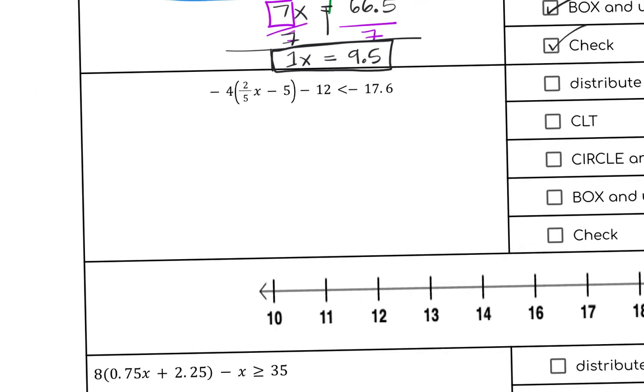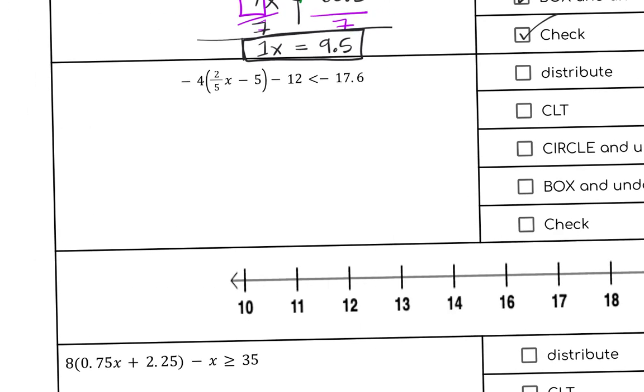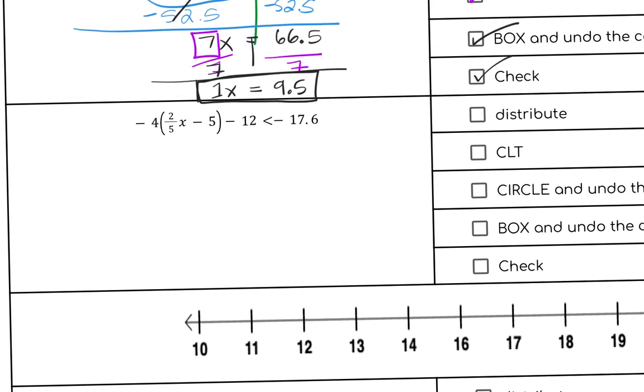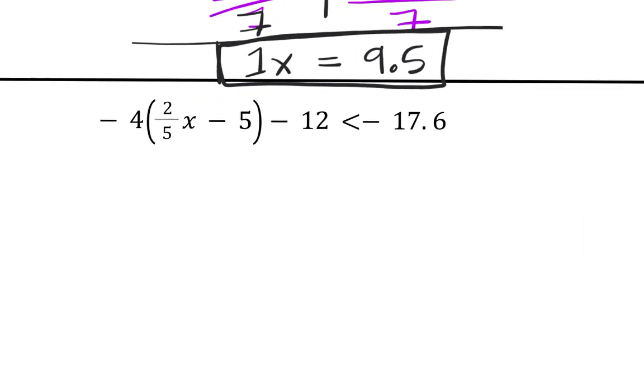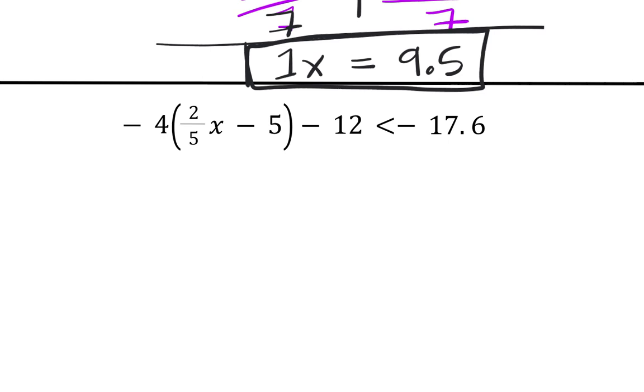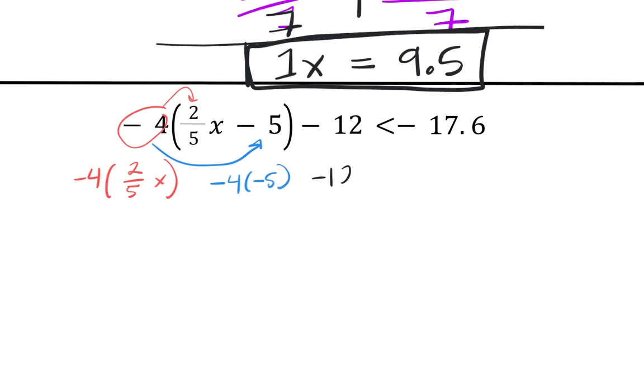All right, so these ones. We have to distribute and combine like terms. So we're going to start by distributing. I'm going to take negative 4 times 2/5 x, then negative 4 times negative 5. And then I leave everything else the same.